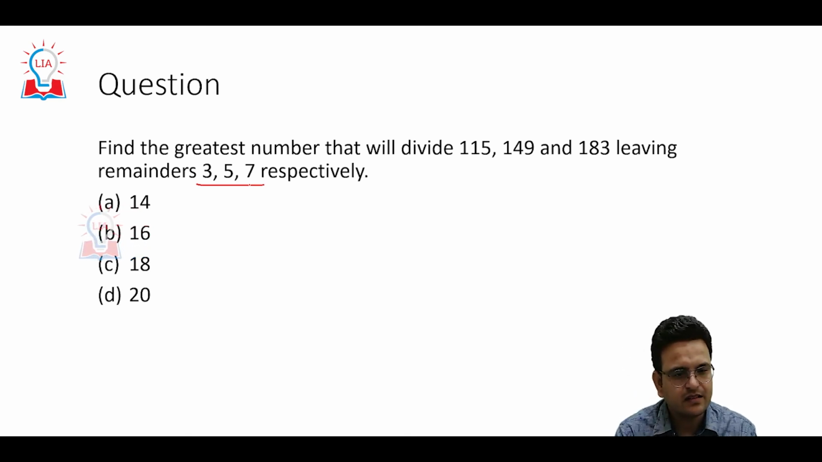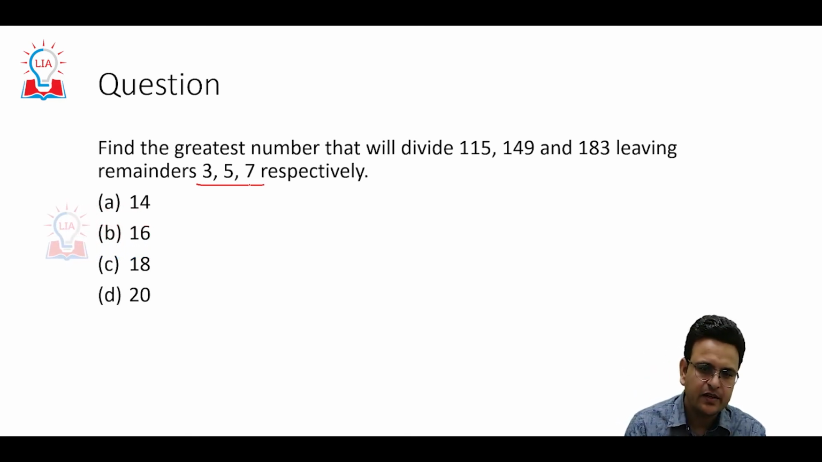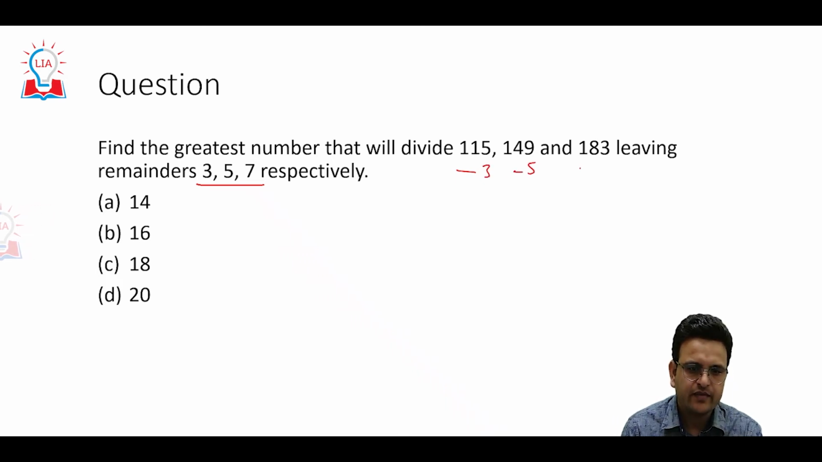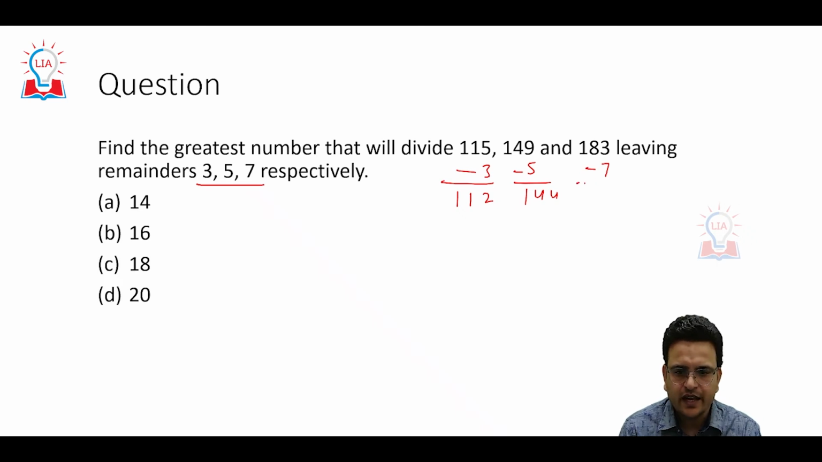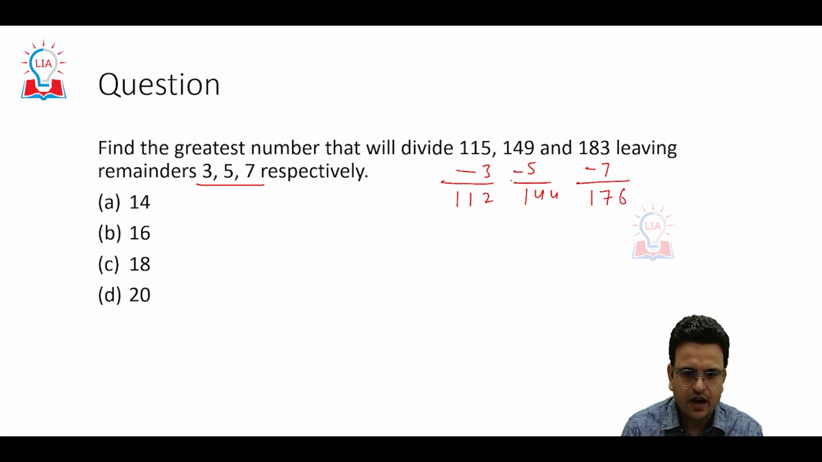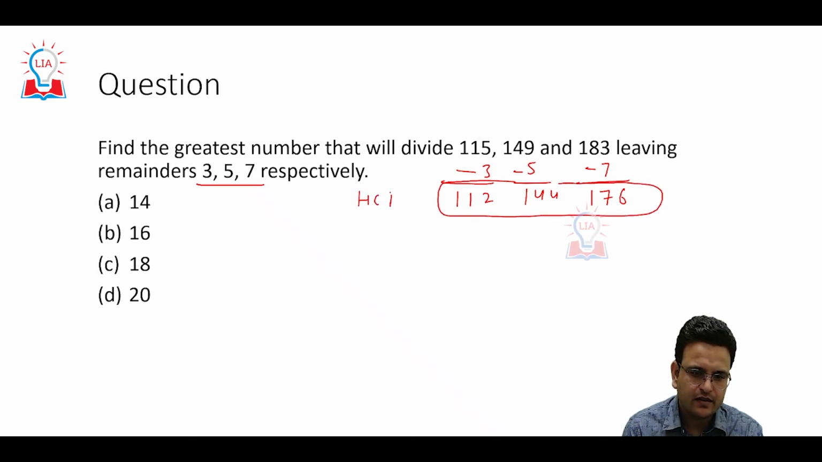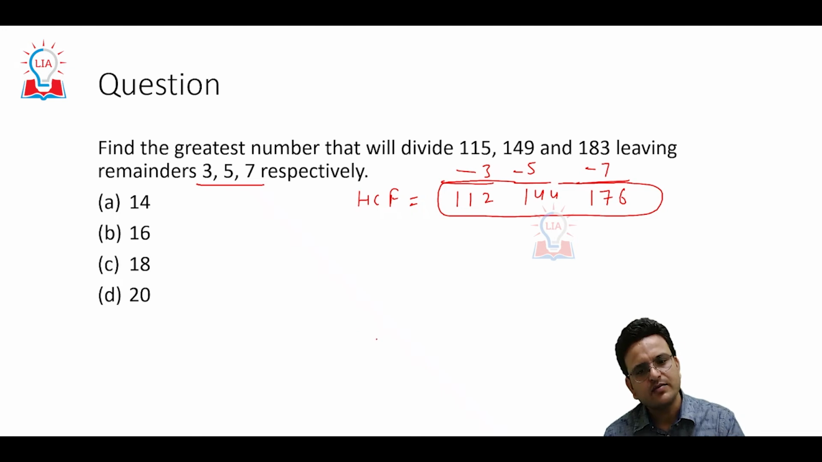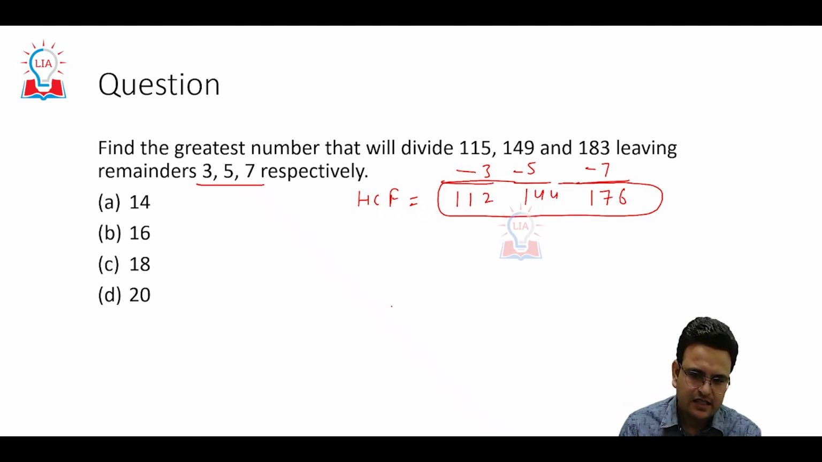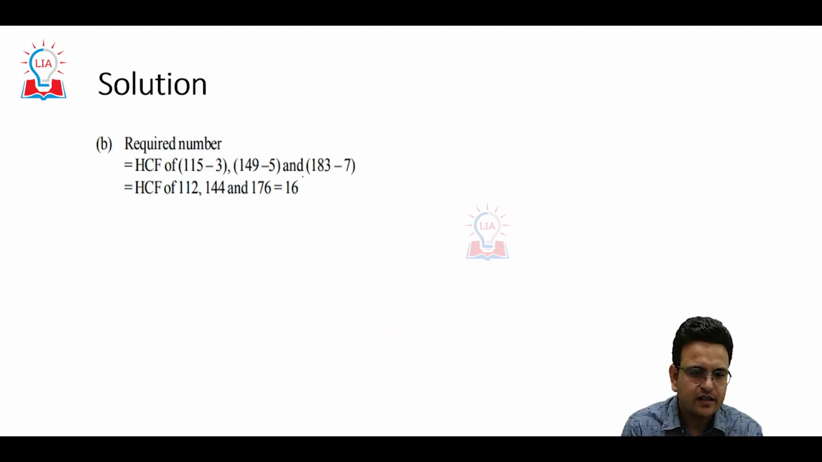Yet I discussed one question in the same concept. You just subtract 3, 5 and 7. You will get 112. Here you will get 144. Here you will get 176. Now you have to get the HCF of 112, 144 and 176. Here the answer will be 16.